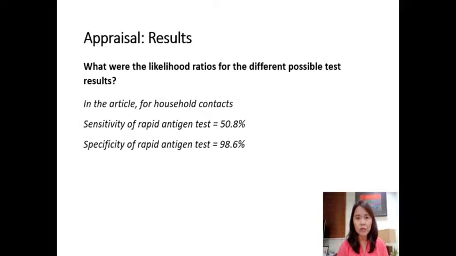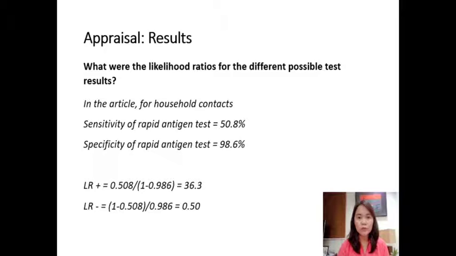Actually, it reached up to 100%, but for purposes of illustration of computation, we will use the 98.6% so that we avoid the infinity values. So this will be for academic purposes also. So the 98.6% is the lower limit of the confidence interval for the specificity of the rapid antigen test. Again, based on the previous formulas, the LR positive for this test was 36.3 and the LR negative was 0.5. Later, we will be using these values in applying the results to our particular patient.